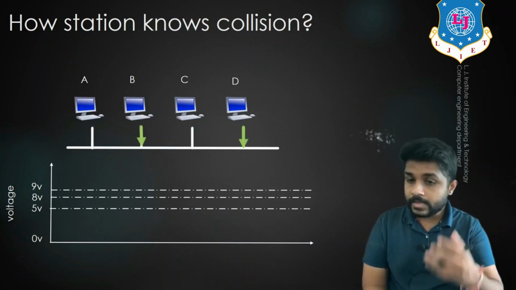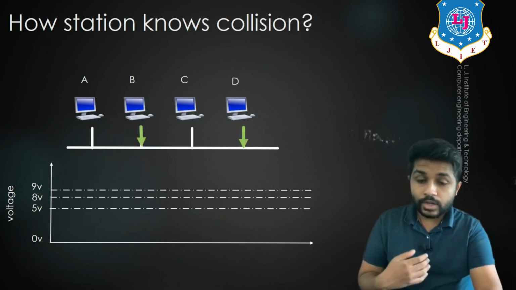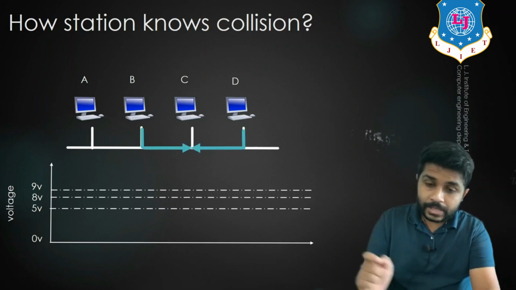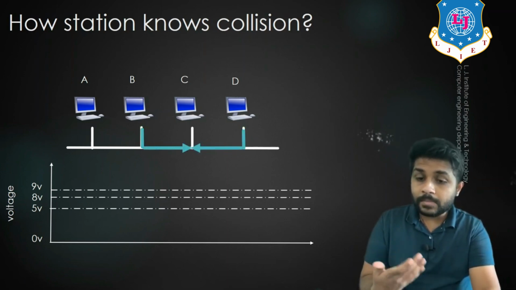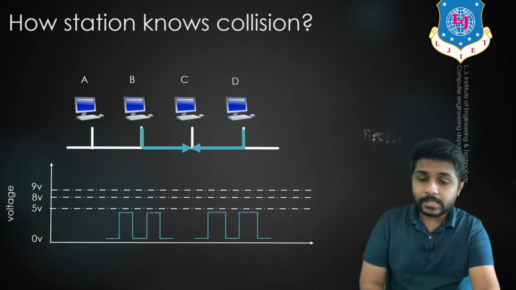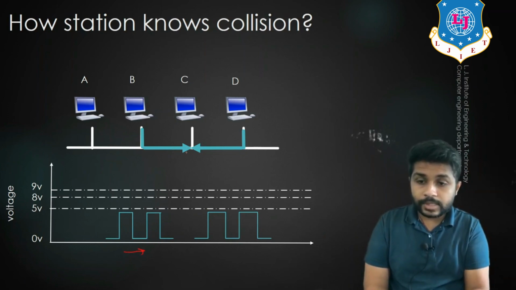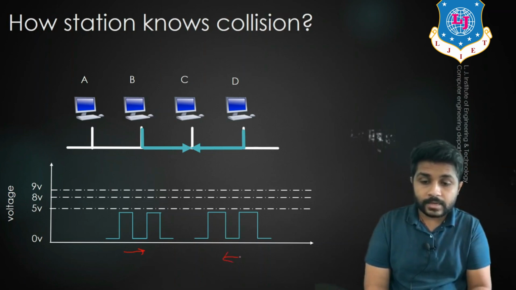After sensing, they found that the channel is idle, so they will send the data. Now the data which is sent by B and D, in the link they will just become signals, and that can be seen on the screen. So this is the data which is sent by B to C. This signal is the data which is sent by B to C, and this signal is the data which is sent by D to C.